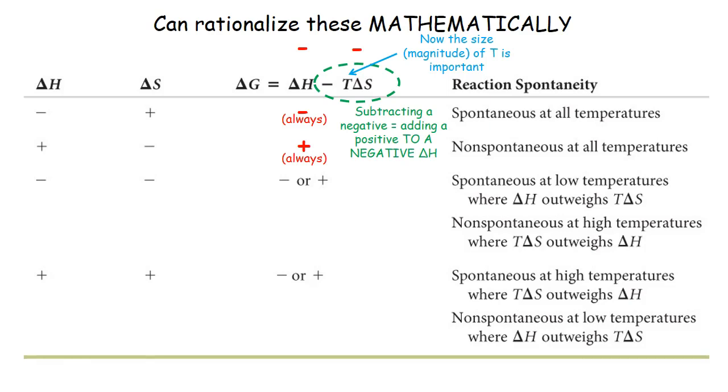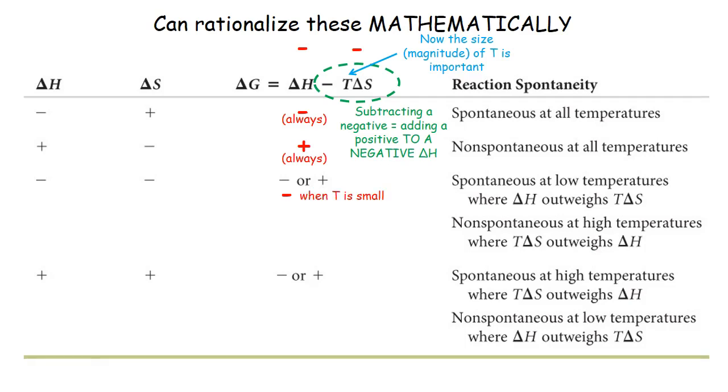On the other hand, if T is really small, that means that that T delta S value is not very big, and so that means that even though we're adding something positive, we can't quite get a large enough number to make it a positive delta G overall. It'll just stay negative because of delta H, right?